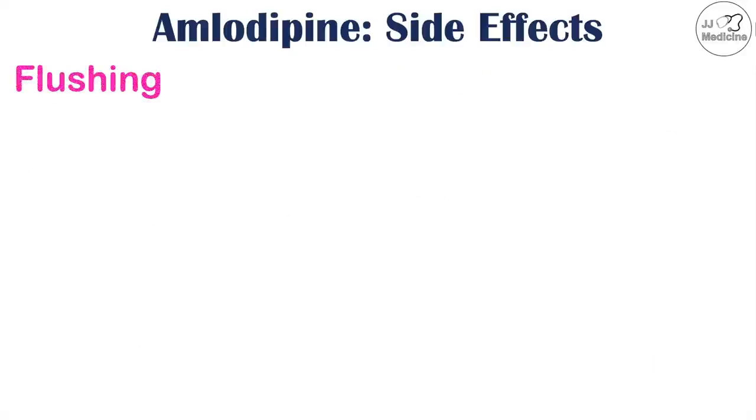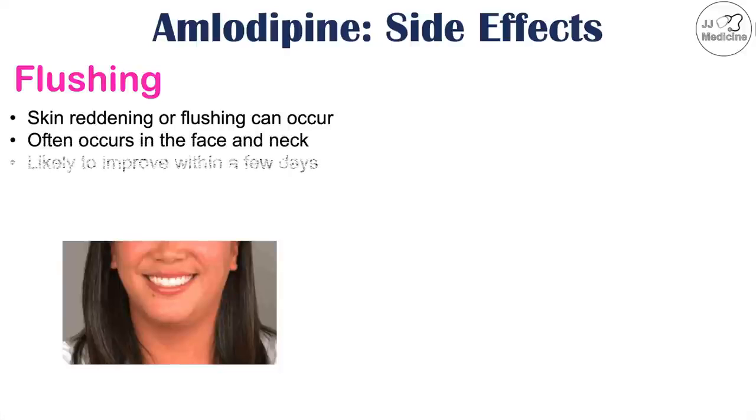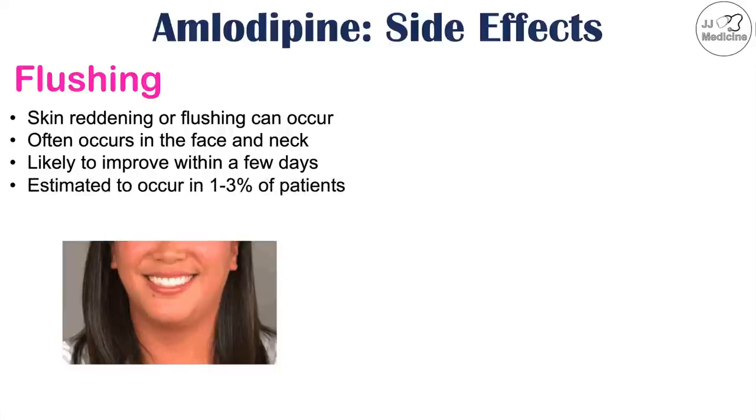Flushing is also another side effect that can occur with amlodipine use. So skin reddening or flushing can occur, oftentimes occurs in the face and the neck area. This is also likely to improve within a few days, so it's a temporary side effect oftentimes. It's estimated to occur in 1 to 3% of patients, and this too is also dose dependent. So as the dose of amlodipine increases, you're more likely to have this as a side effect.